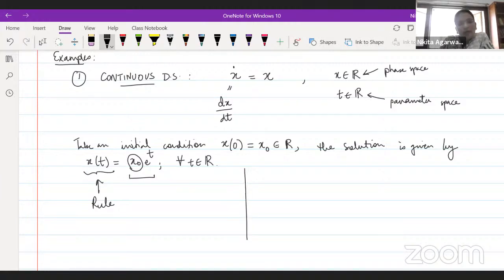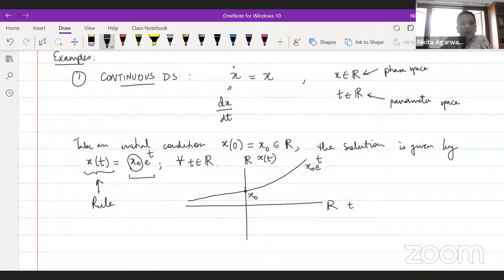So if I look at R2, which is where you want to draw the solution curves. So let's say this is the t-axis, this is x t. Then you start at 0, you start at some point x naught, and when you look at a curve, this is how it looks like. So this is x naught e to the t, right? And if I take x naught here, then you know how to draw the curve.